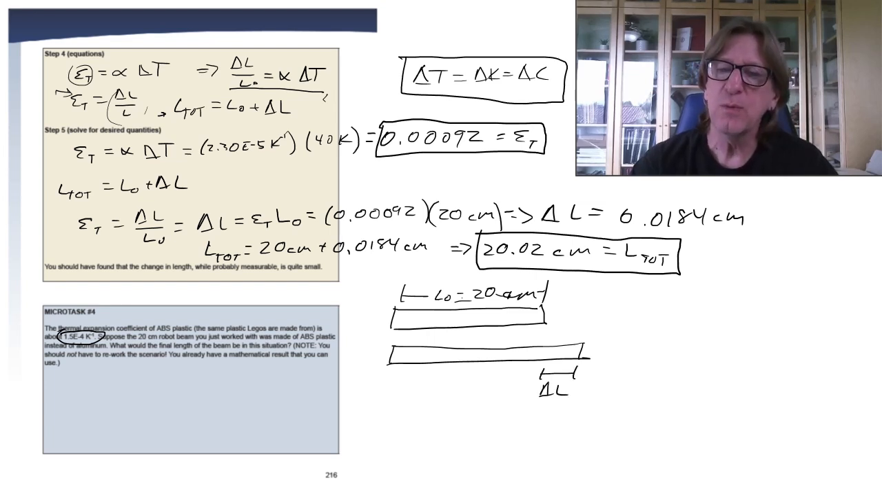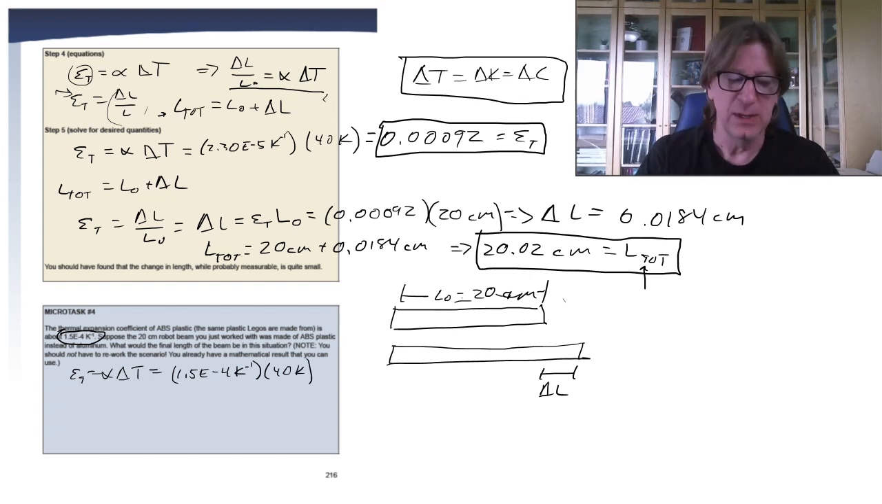Okay, what I want you to do is now stop the video. You've got all your equations laid out. Go ahead and figure out what is going to be the final length, the total length, after we add this 40 degrees of temperature. Pause the video, do that now. Have you got it? All right, well, the steps are already laid out for us. We know that thermal strain is going to equal alpha delta T. And alpha in this case is 1.5 times 10 to the minus 4 Kelvin to the minus 1. And we still have that 40 degree Kelvin temperature difference. So let's multiply that out right quick.